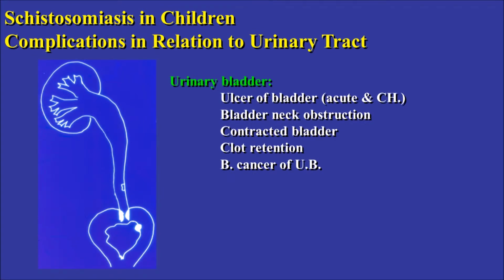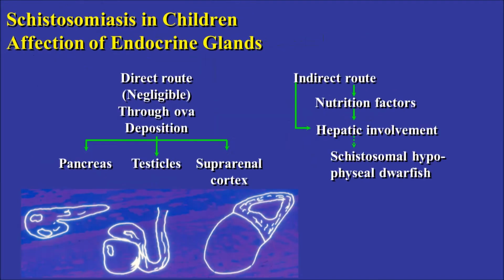In the urinary bladder, it causes ulcers of the bladder, either acute or chronic, bladder neck obstruction, contracted bladder, clot retention, and it is considered a precancerous condition in the urinary bladder.